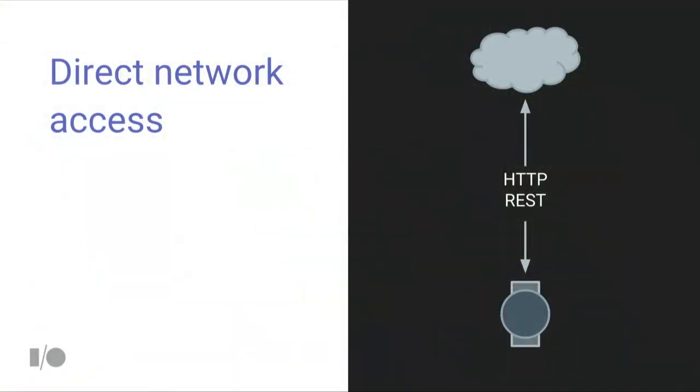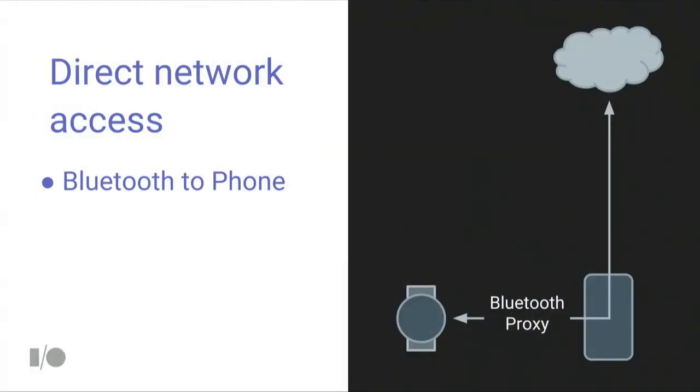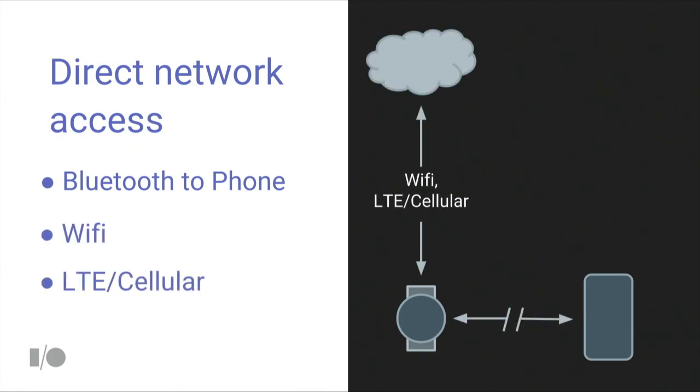One of the most important platform changes to enable standalone apps is the expansion of direct network access, where apps will now be able to communicate directly with cloud services and can also schedule background work that requires network access. When the phone is connected over Bluetooth, network traffic proxies through the phone's connections. When the watch is outside of phone range, Wi-Fi and cellular networks are used, depending on hardware support. The Wear platform takes care of the transitioning between networks.